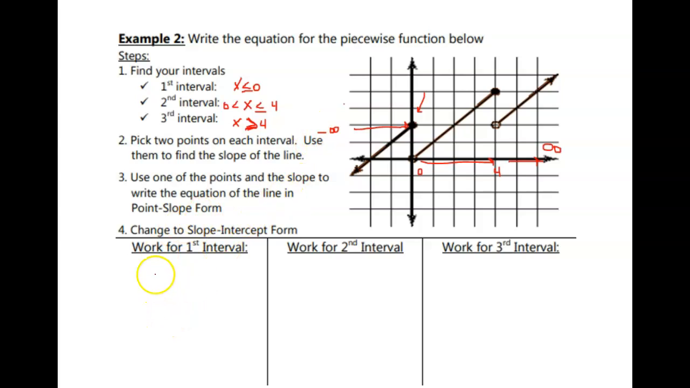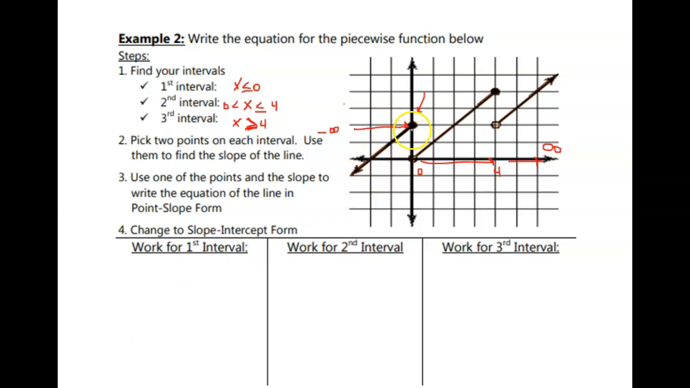Now, the next thing I want to do is work each interval. I want to look at my first interval, when x is less than 0, and write the equation for that line. We know how to write equations for a line. The easiest one that I see is using the slope-intercept form, because I can easily see the intercept and I can easily see the slope on this one.